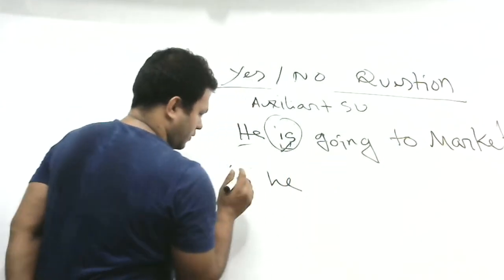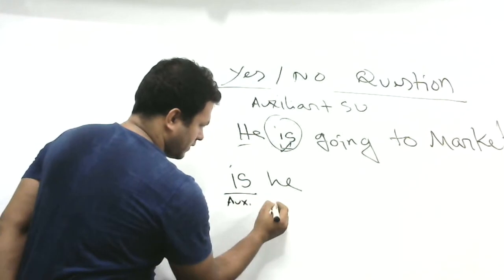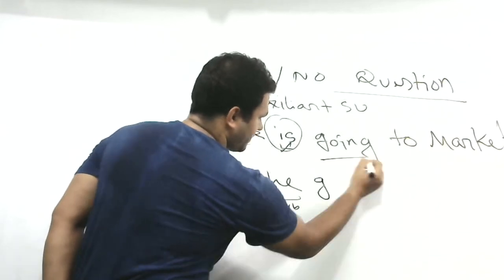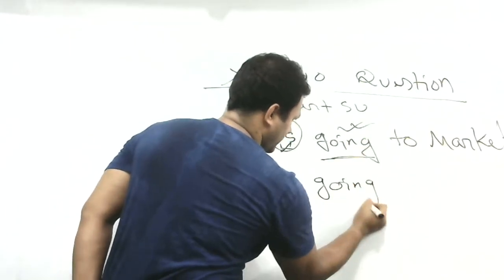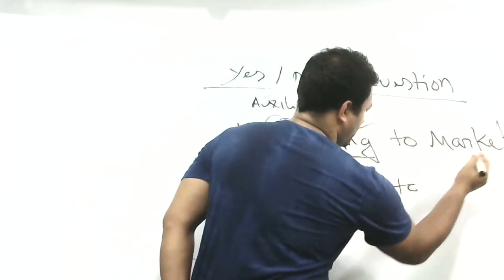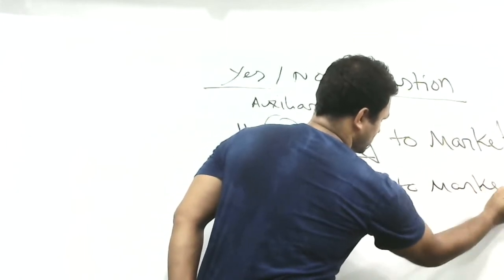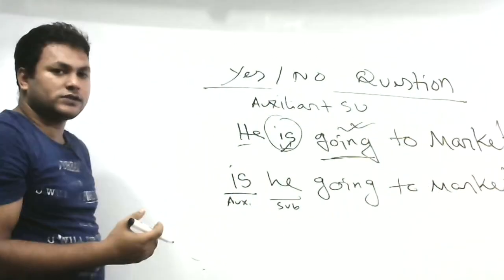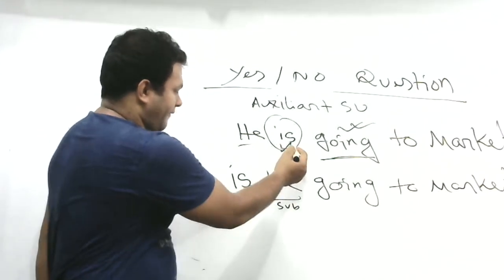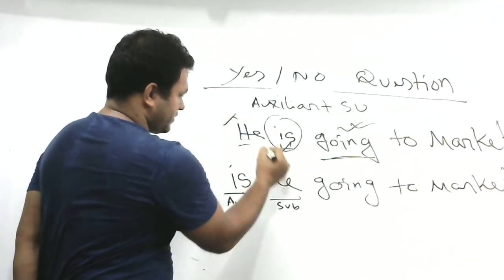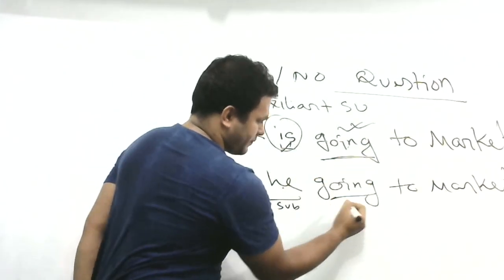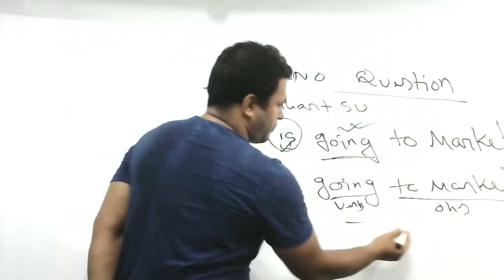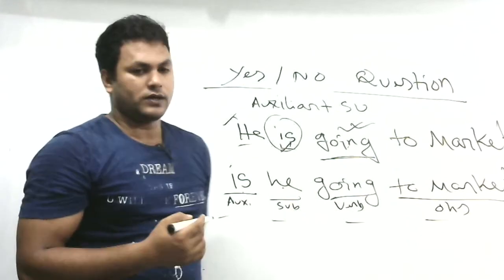Is he? Look at auxiliary, then subject, then verb. So what is the verb here? Going. Therefore write the next part of the sentence, to market. Now make the interrogative mark. So how to make yes no questions? First of all, you will have to take auxiliary verb, then subject. Look, I have already taken subject here, then verb. Look at here, I have taken verb. Now next, object. So what is the structure? Auxiliary, subject, verb, object.